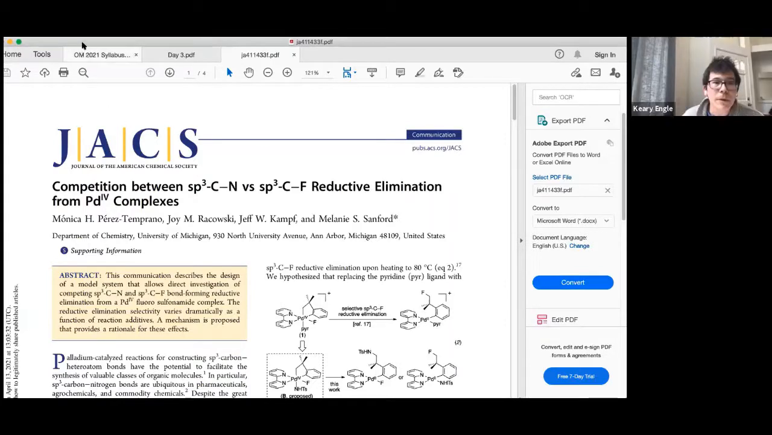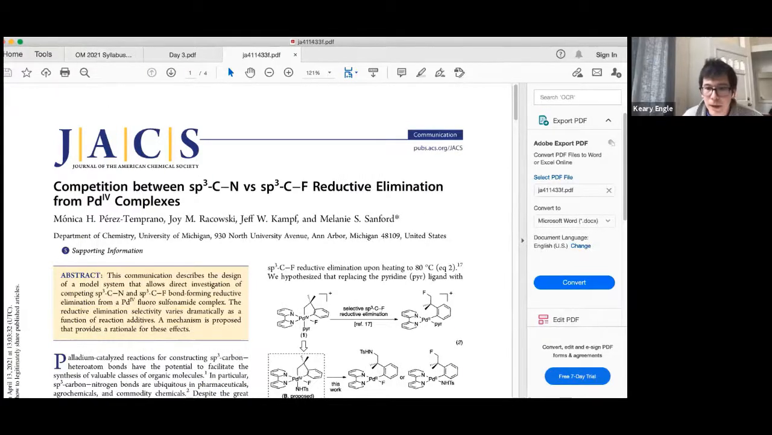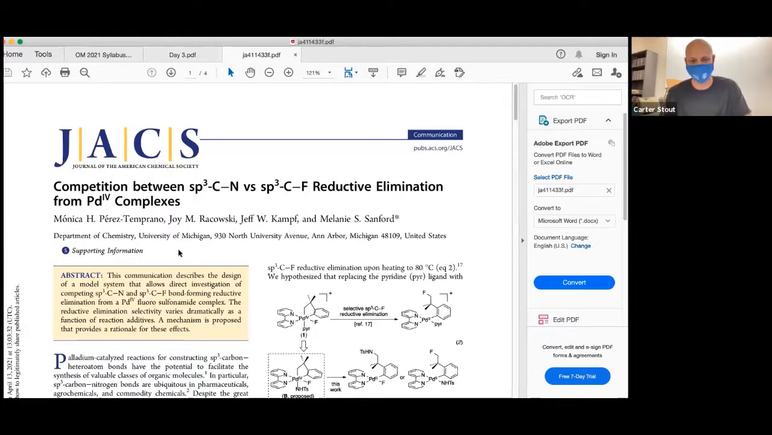Okay, give me 1 minute to catch up. Am I screen sharing my iPad now? It's the paper. Yeah, okay, let me.